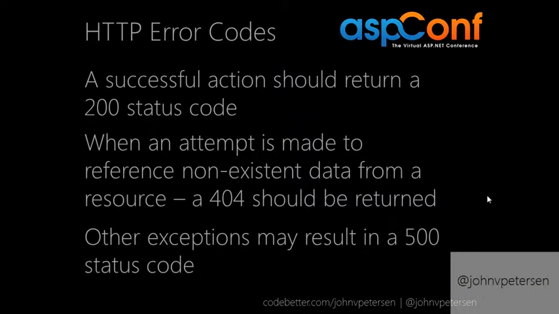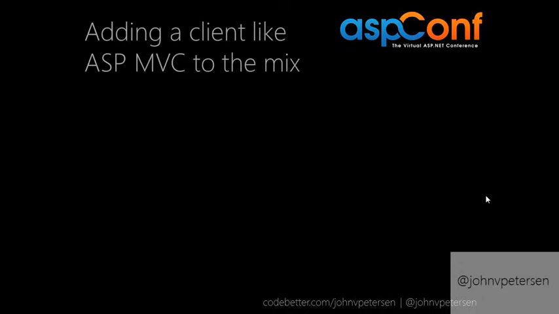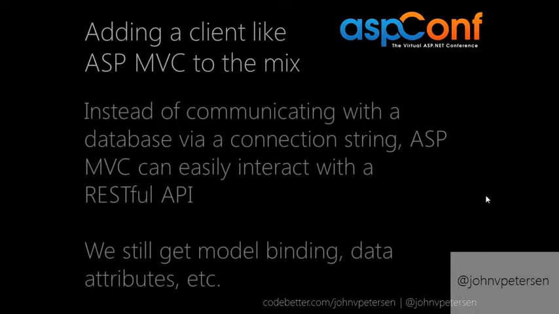So there we go with our HTTP error codes, and again, they fall right into a RESTful API. So now in this session, I'm going to go ahead and add a client like ASP MVC to the mix. Now the idea here is that instead of having a connection string to a database in our web config, what I'm going to do is actually have a URL. So the endpoint to my RESTful API is kind of like my database connection string. We still get all the model binding, we get the data attributes, we get everything that we get as if we were dealing with a database.